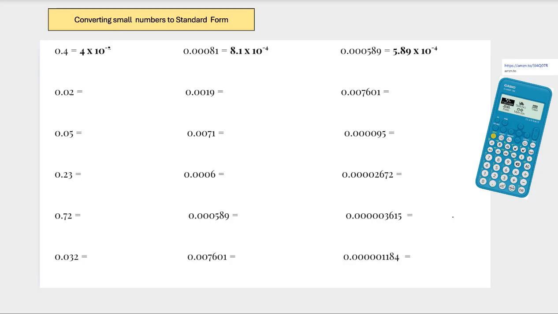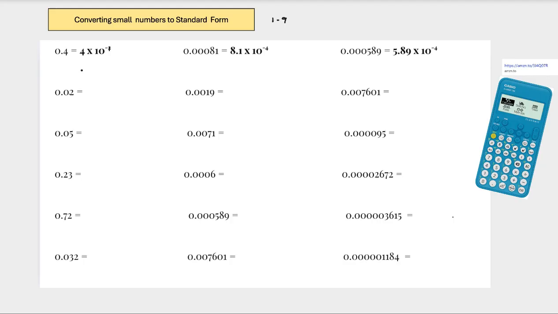So I'm going to start from the beginning, very small, and then we'll work up to the bigger numbers. So remember, the rule is the decimal place has to be between 1 and 9. Well, 1 and 10, but not 10 itself. So let's stick with 1 and 9. So for this example, 0.4 equals 4 times 10 to the power of minus 1.